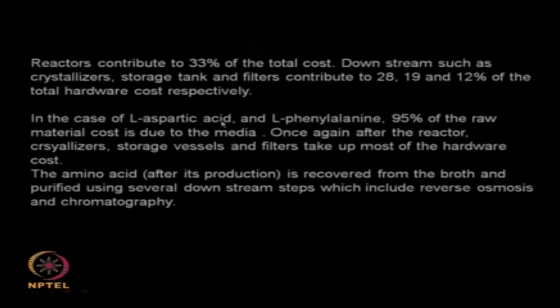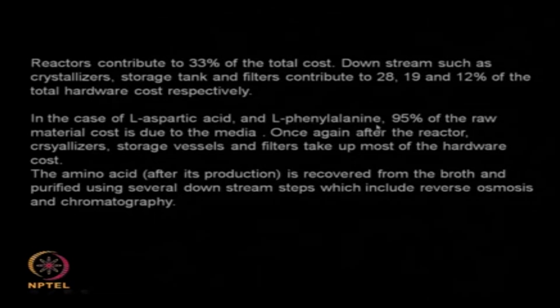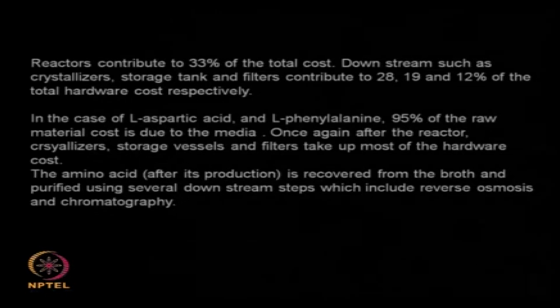In L-aspartic acid as well as L-phenylalanine production, 95% of the raw material cost is due to the media. So if you can optimize the media efficiently, you can reduce the operating cost in the manufacture of L-aspartic acid and L-phenylalanine. Once again, reactors, crystallizers, storage tanks and filters contribute the maximum to the overall hardware cost.